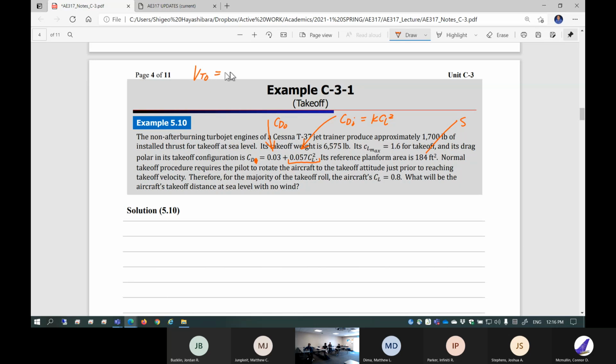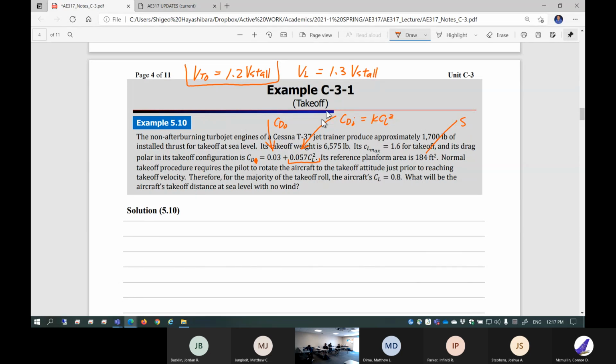What's V takeoff, by the way? Anybody? We assume V takeoff is equal to something. Square root of... No, 1.2 times V stall. Oh yeah, that's right. Sorry, I was thinking V stall. That's the V stall equation, right? Yeah, that's right. The only difference is this is going to be 1.3. The rest is exactly the same, just in reverse order.